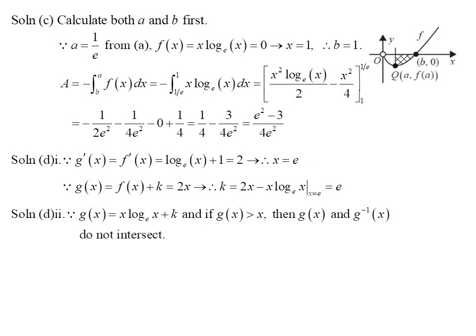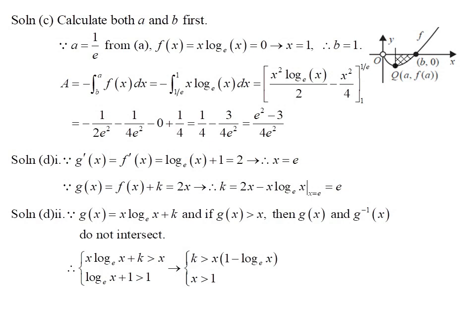Subpart 2 is to find all values of k for which the graphs of g(x) and its inverse function do not intersect. As we know, if the function y equals g(x) is above the line y equals x, and the derivative of g(x), g'(x), is greater than 1, g(x) won't intersect with its inverse function. Hence, we have two simultaneous inequalities to satisfy. They are x logarithm base e of x plus k is greater than x, and logarithm base e of x plus 1 is greater than 1.